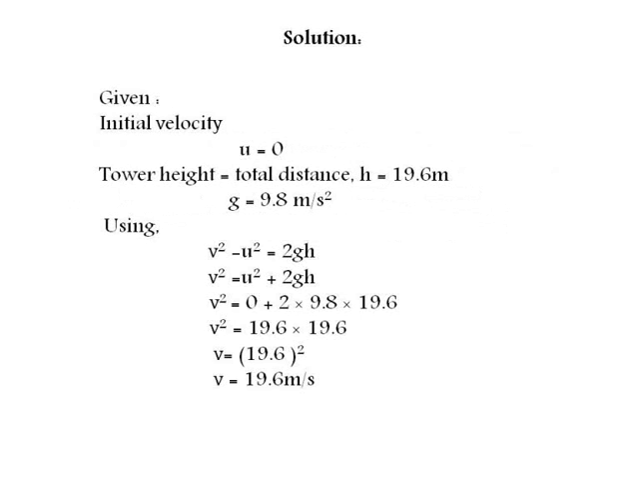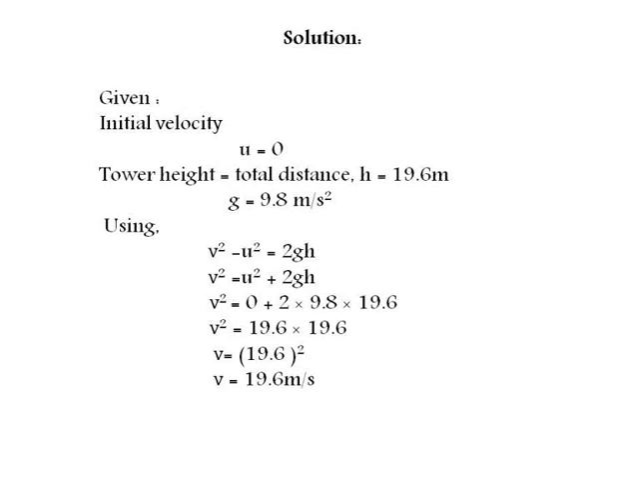In the question it is given that the stone is released from a tower of height 19.6 meter. So here the height will be 19.6 meter. When it is dropped, the initial velocity will be considered as 0. So u will be 0, and the acceleration produced in the stone will be due to acceleration due to gravity, and it will be 9.8 meter per second square as it is falling downward.